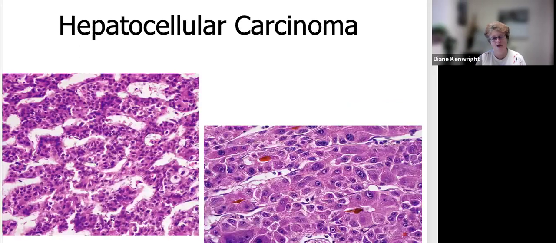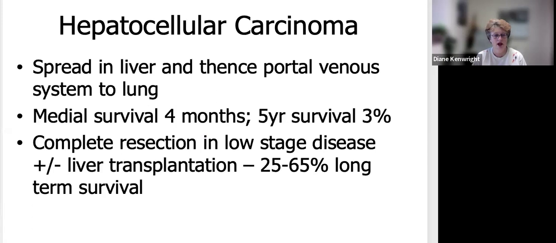What do they look like down the microscope? Well, they look like a slightly deranged normal liver. If you look carefully, these trabeculae in this cancer are too wide. These cells are too pleomorphic. This one is producing bile, which of course has got nowhere to go because the cancer isn't producing bile ducts. Hepatocellular carcinoma has a poor survival rate unless it can be effectively resected in low stage disease.